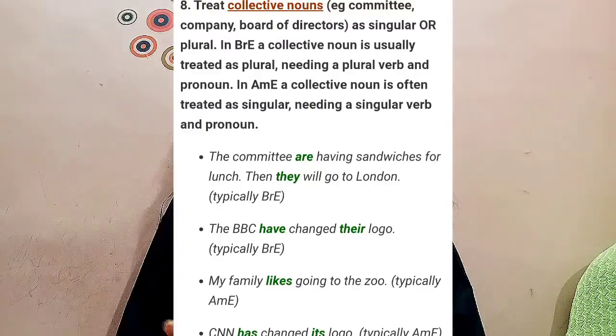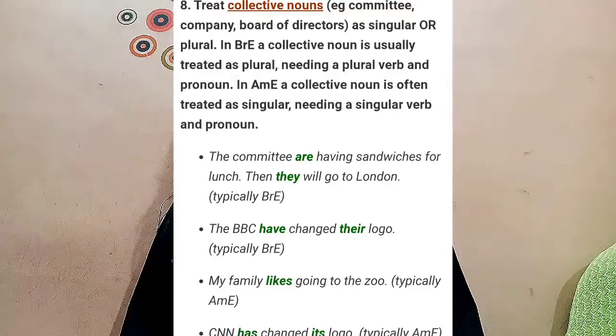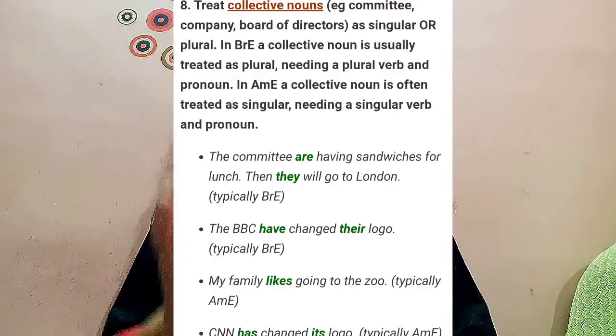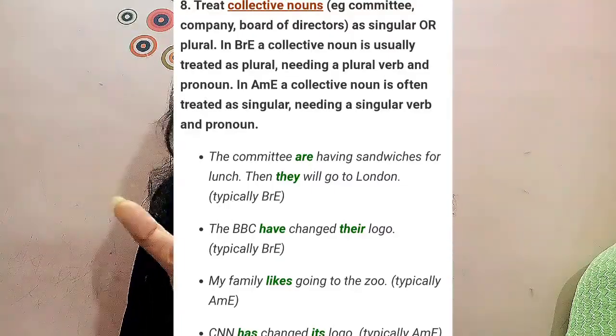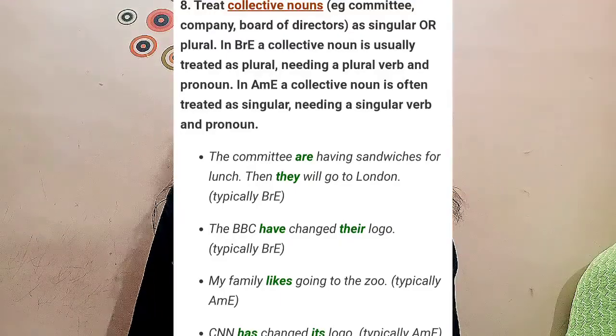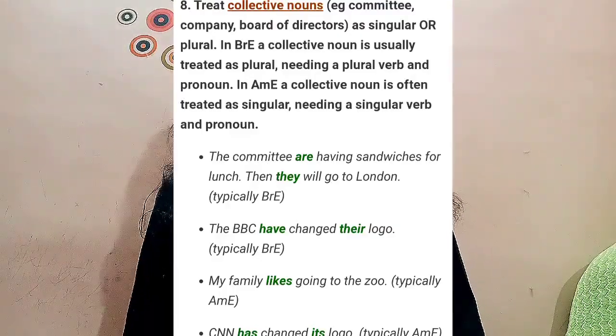So we say the committee are having sandwiches for lunch. It means the people, whatever number of people are inside the committee, they're having sandwiches for their lunch. So we are treating the entire word as plural, and we are also using the verb as are. Like, my family likes going to the zoo. My family does not consist of only me. My family consists of many members: my grandparents, my parents, my uncles, my aunts. Together, all of us like to visit the zoo. So here my family is treated as a plural form.